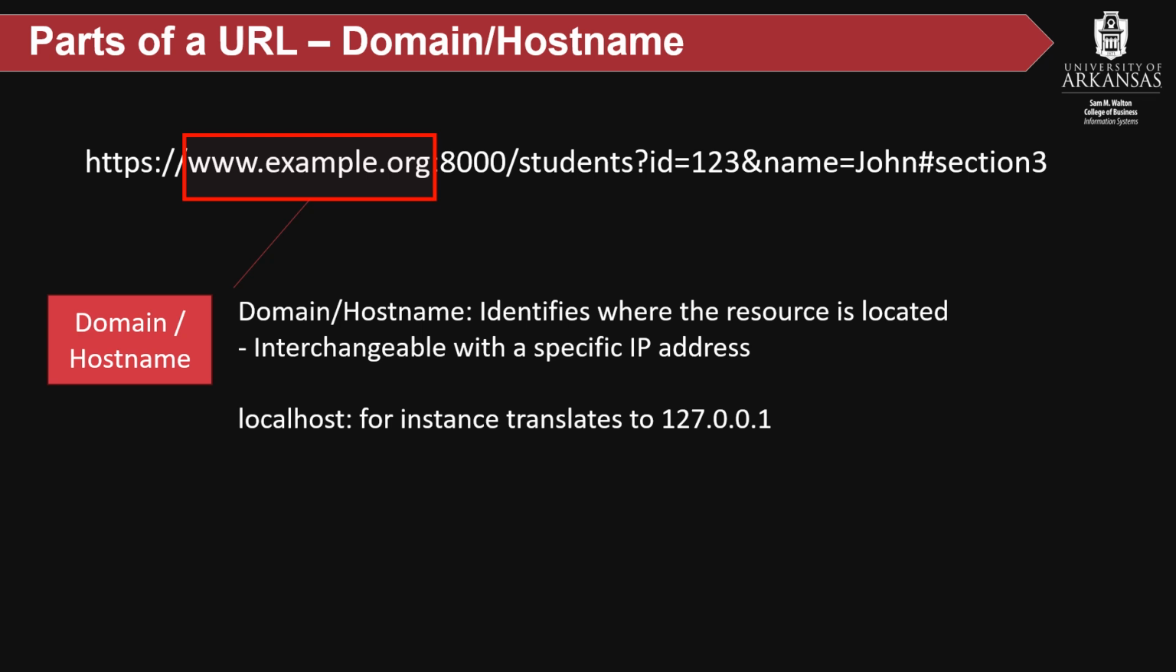The next part we see is the domain or host name. It translates into an IP address that points to the actual location of the server. When we test our own APIs, we'll be hosting them on the same machine we're testing from. So we'll often use the host name localhost or the IP address directly, 127.0.0.1. Both refer to the local machine.